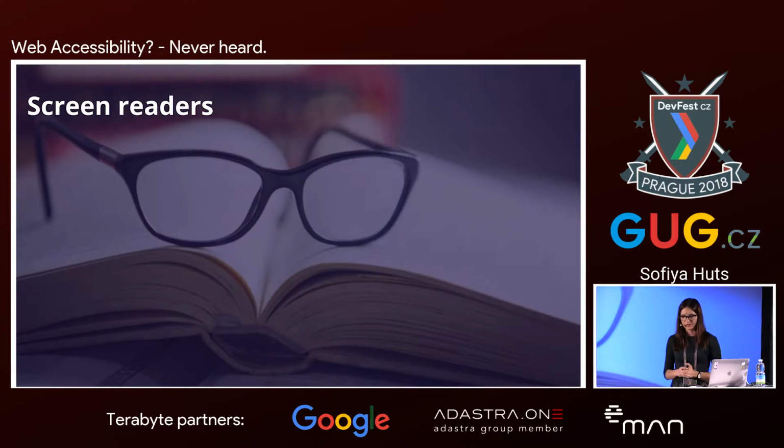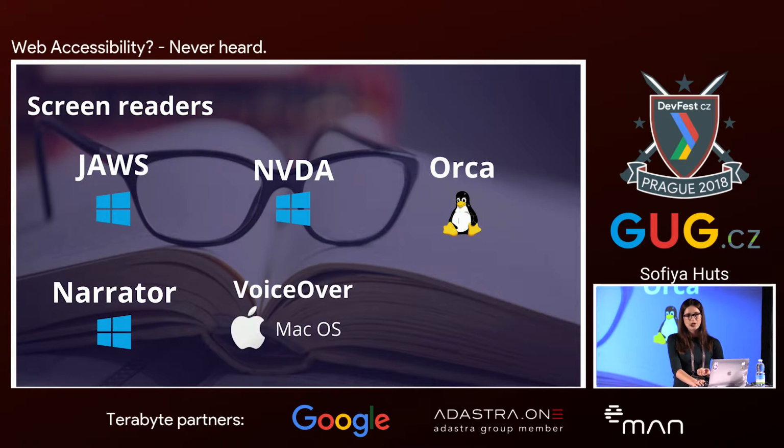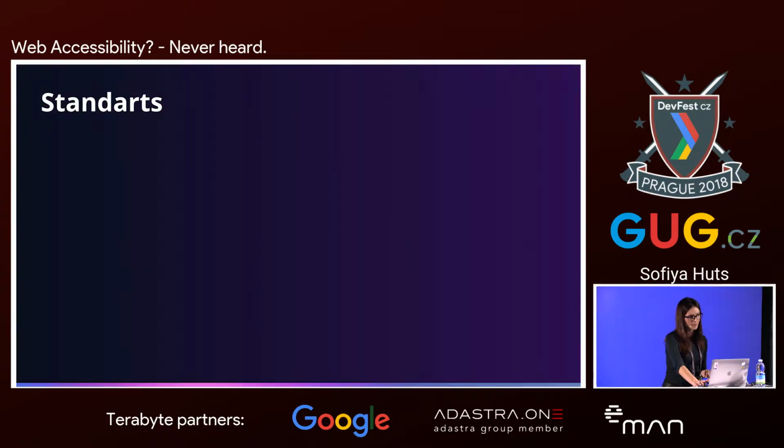And screen readers. Screen readers are programs that speak aloud the content on the screen. They're especially useful for blind people. And there are various types of them, the most popular being JAWS, NVDA, Narrator for Windows, Orca for Linux, VoiceOver for macOS, and also there is ChromeVox on Chrome, and it works actually on any OS.